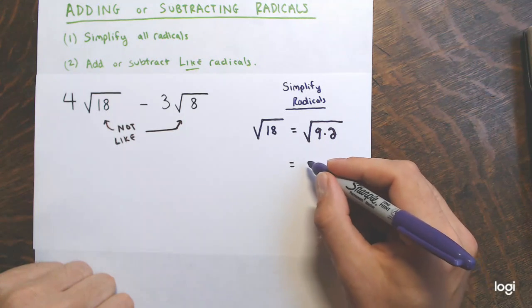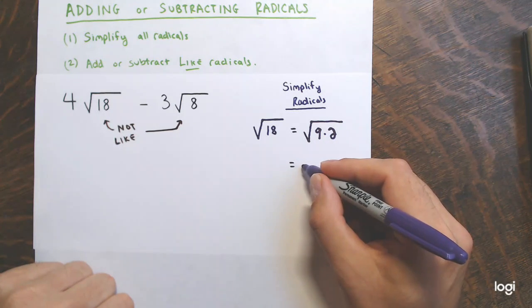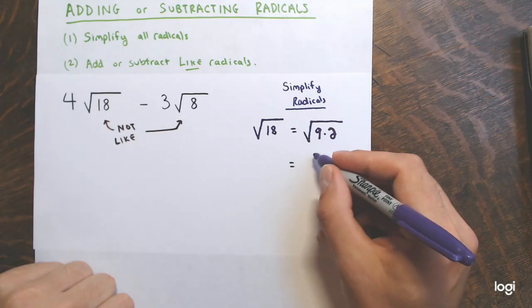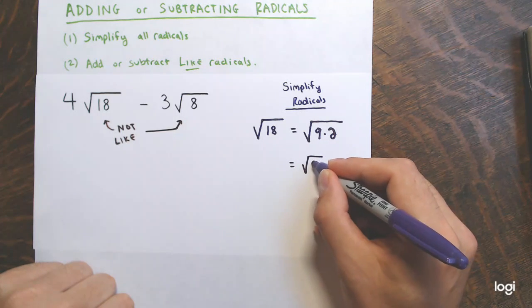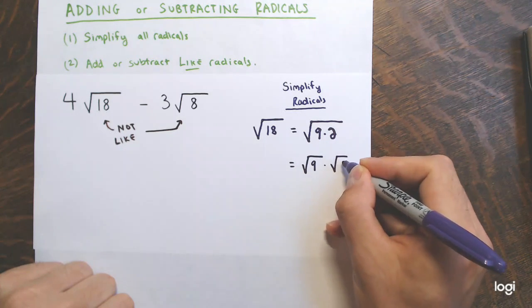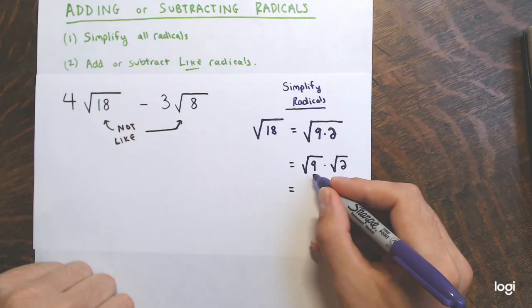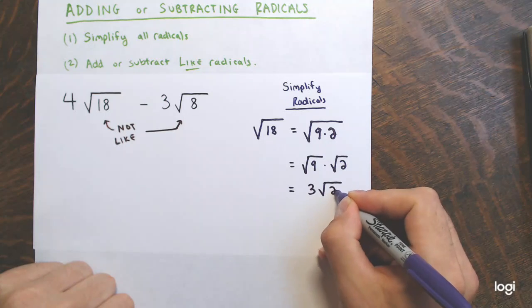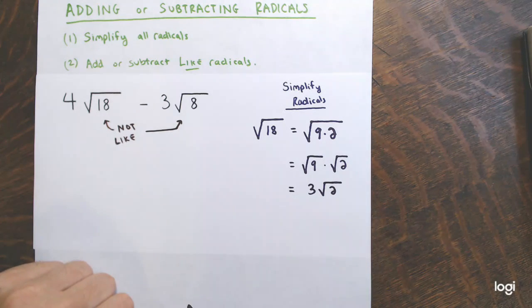And then using the product rule for radicals, again, if you want to look at a past video on using the product rule for radicals, break this up into the square root of 9 times the square root of 2. And so we have 3 times the square root of 2. That is equivalent to the square root of 18.